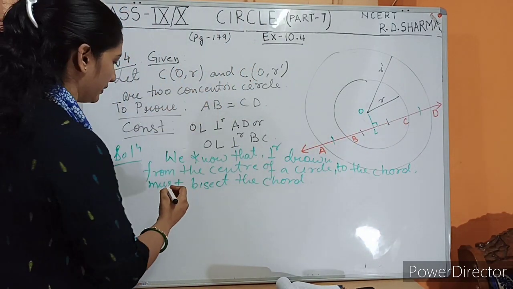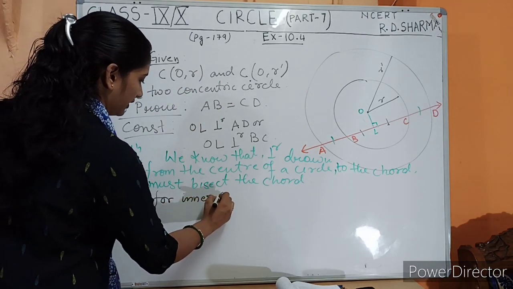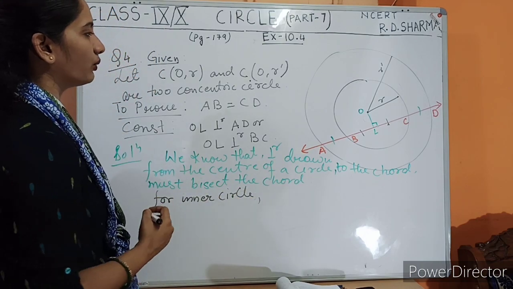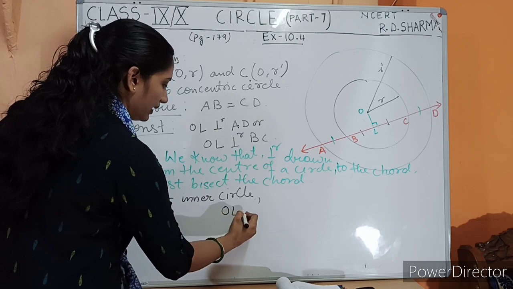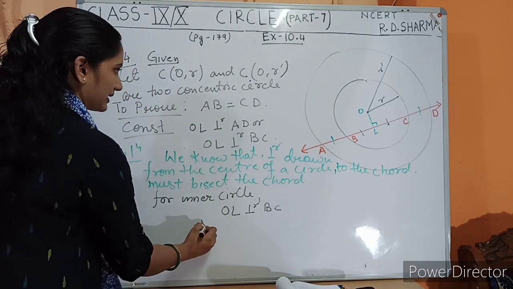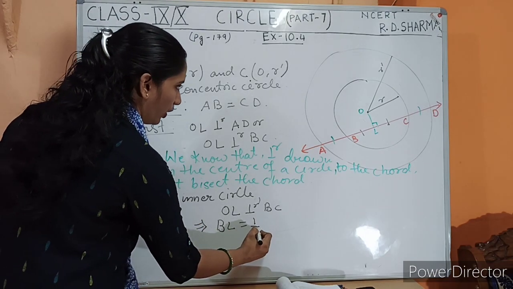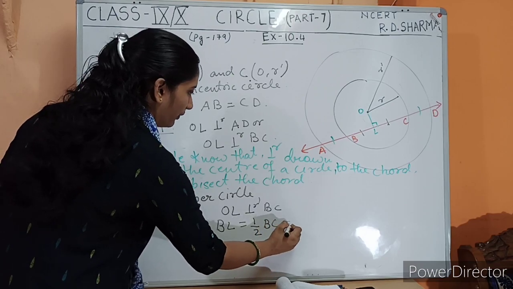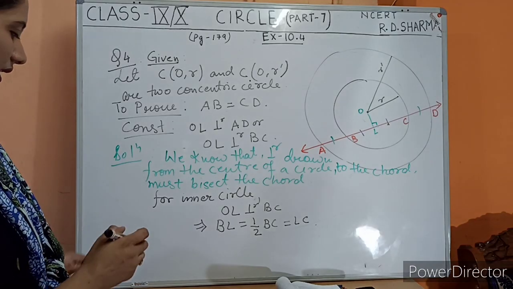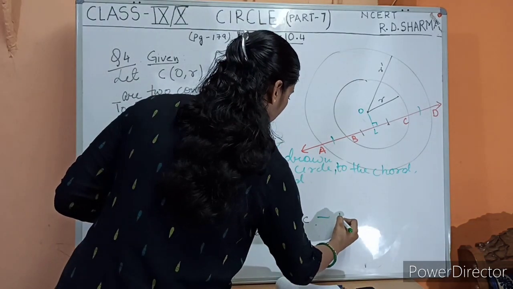So just check out the inner circle. For inner circle, smaller circle, you may say. For inner circle, what we conclude, OL is perpendicular on BC. So this implies that BL must be half of BC, or we can say that BL must be equal to LC. ये होगा? Okay. So just label this equation as 1.